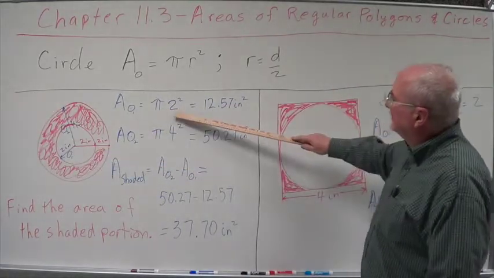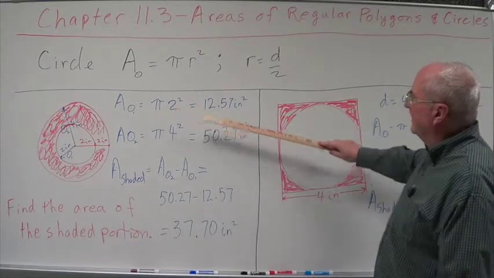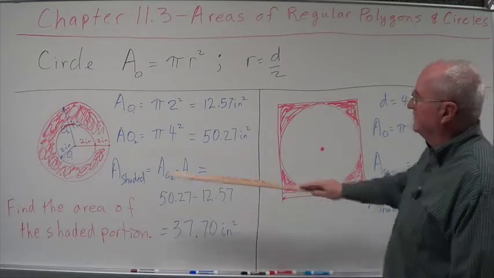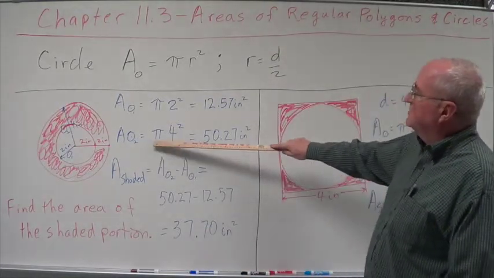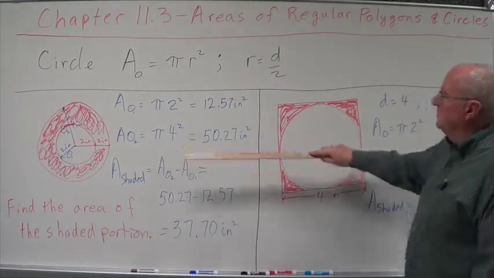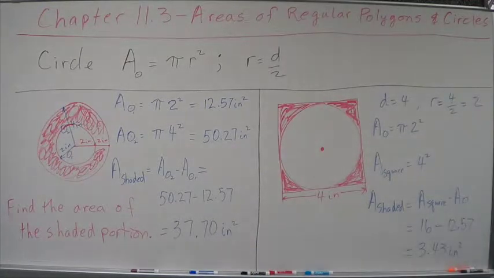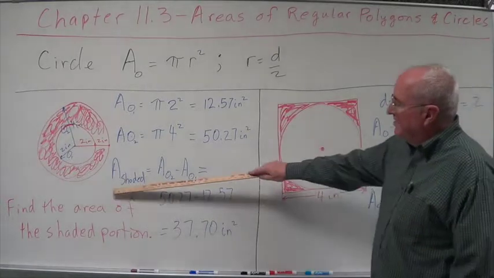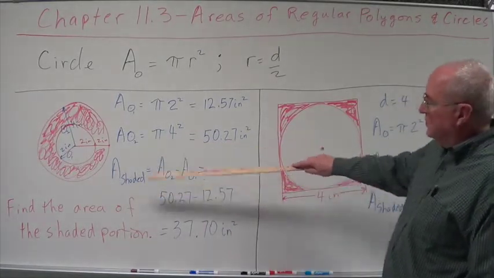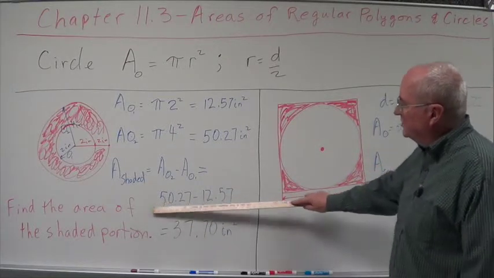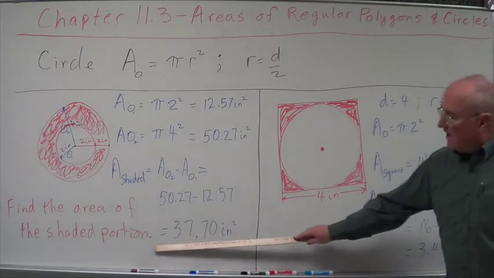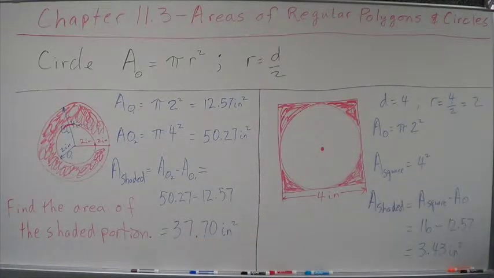Okay? So the area of circle 1 is going to be pi r squared, and what's the radius of the first circle? 2, so 2 squared. And when we do that calculation, we should get somewhere very close to 12.57 square inches. The area of circle 2 is pi times 4 squared. When we do that calculation, we should get somewhere very close to 50.27 inches squared. The shaded portion is going to be the area of circle 2 minus the area of circle 1, which equals 50.27 minus 12.57. And when we do that calculation, we should get very close to 37.7 inches squared.